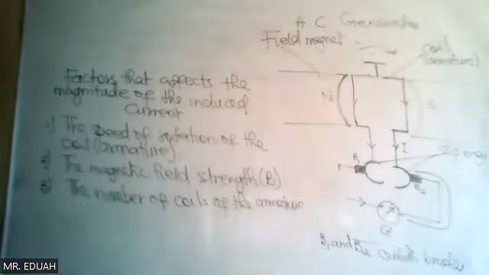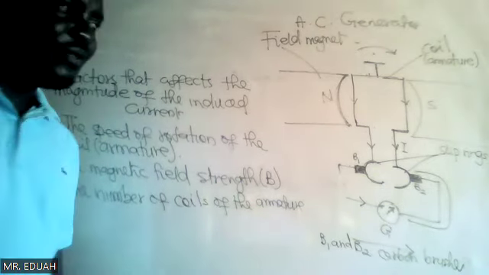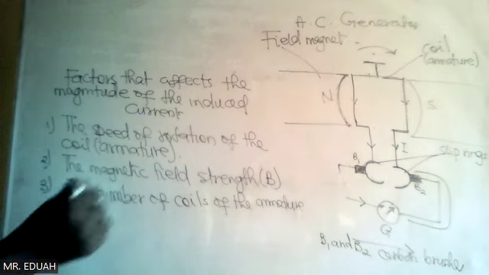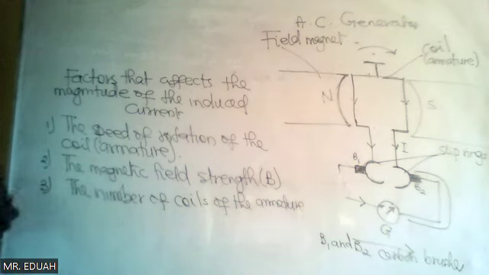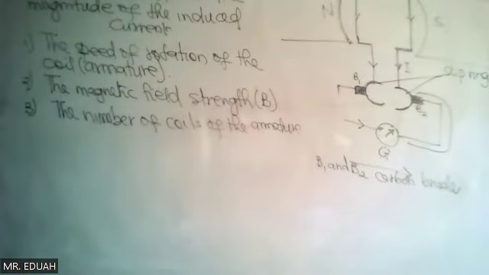Let's look at the advantages AC has over DC. Advantages alternating current has over direct current. Let's discuss. Deborah, share one with us. What are some of the advantages of AC over DC?